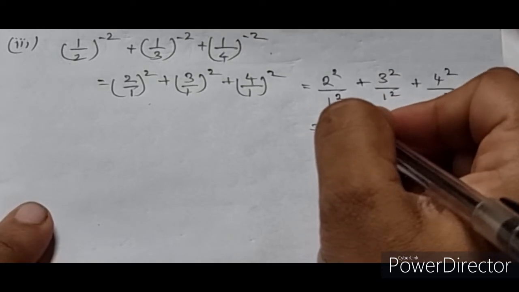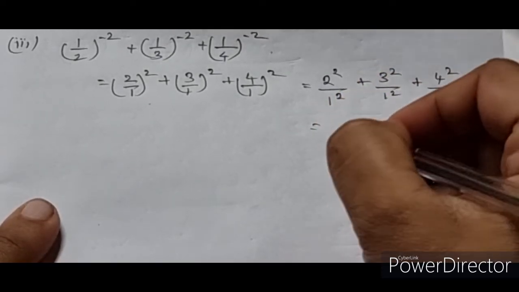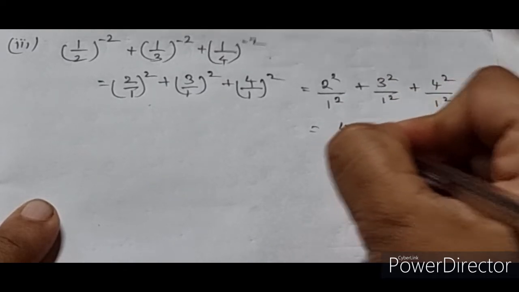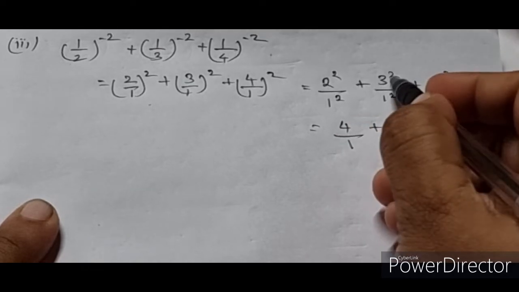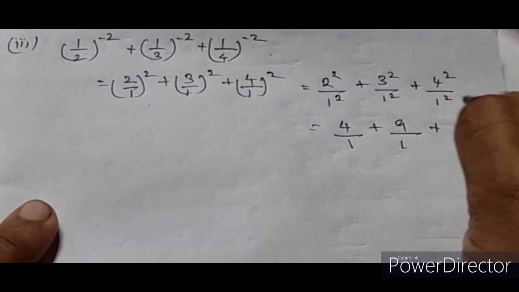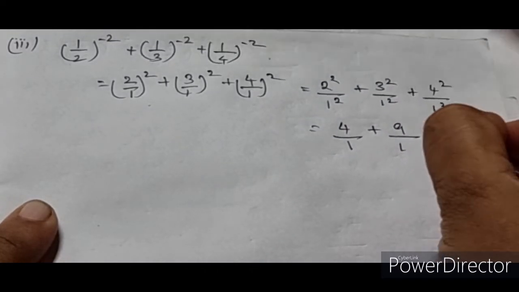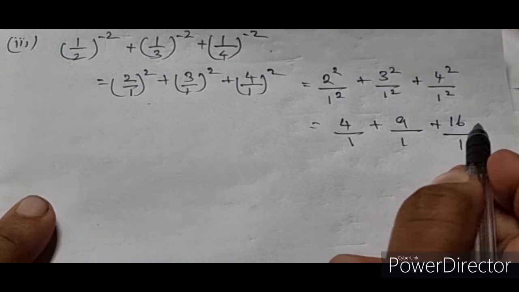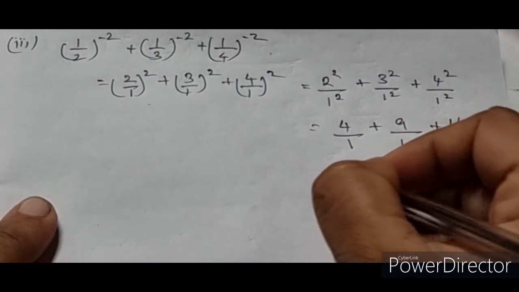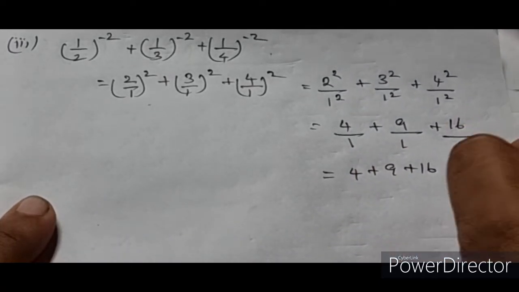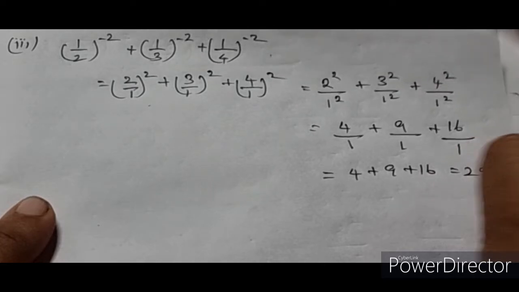So 1 power 2 becomes 1. Okay, so 2 into 2 is 4, 4 by 1, plus 3 into 3 is 9, 9 by 1 power 2 is 1, plus 4 into 4 is 16 divided by 1. So 4 by 1 is 4, 9 by 1 is 9, 16 by 1 is 16. So all you need to do is 4 plus 9 plus 16, which is nothing but 29. That's the answer.